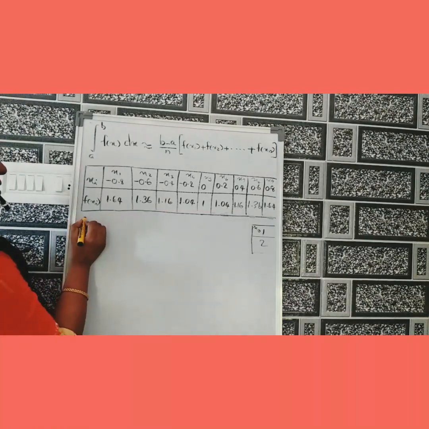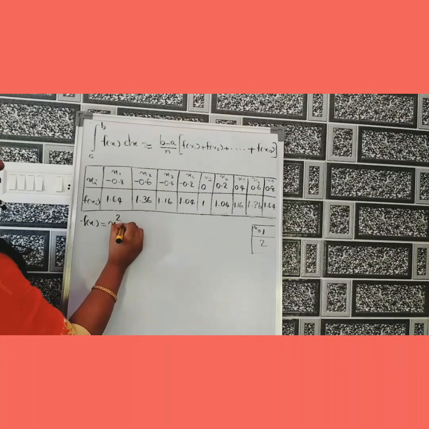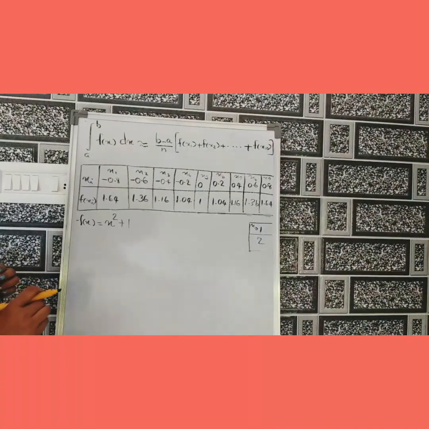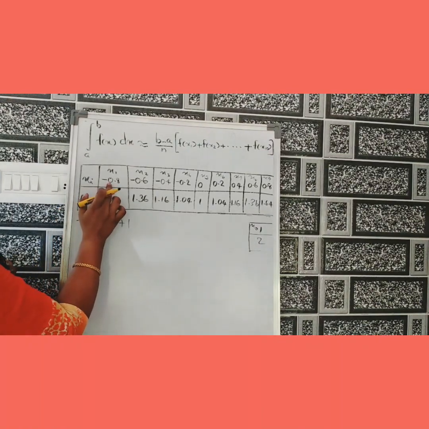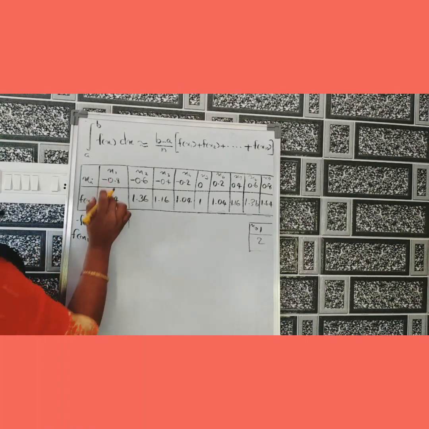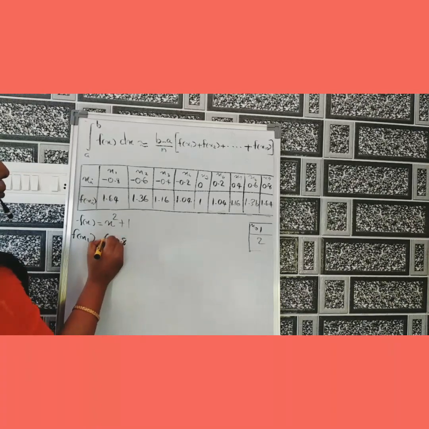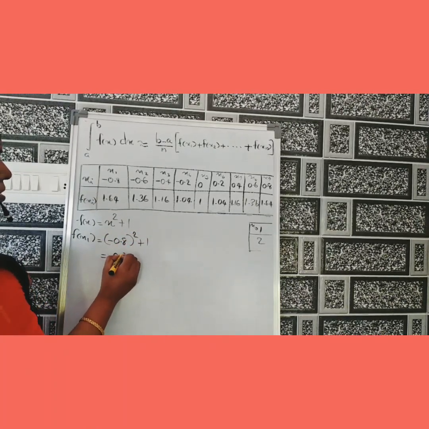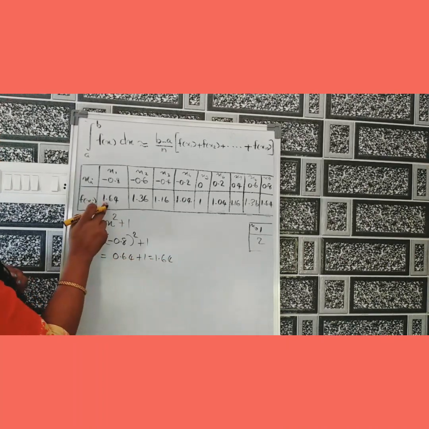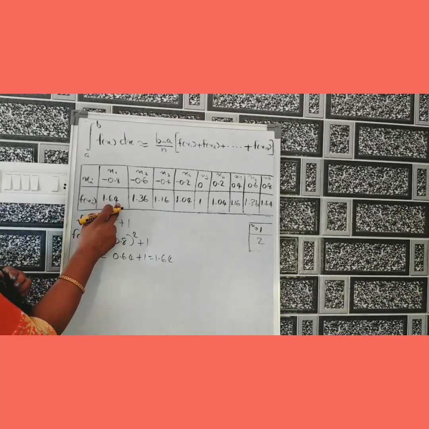We know that f of x is equal to x square plus 1. Here x1 is equal to negative 0.8. Then we calculate f of x1. f of x1 is equal to negative 0.8 whole square plus 1, that is equal to 0.64 plus 1, that is equal to 1.64. We get f of x1 is equal to 1.64.